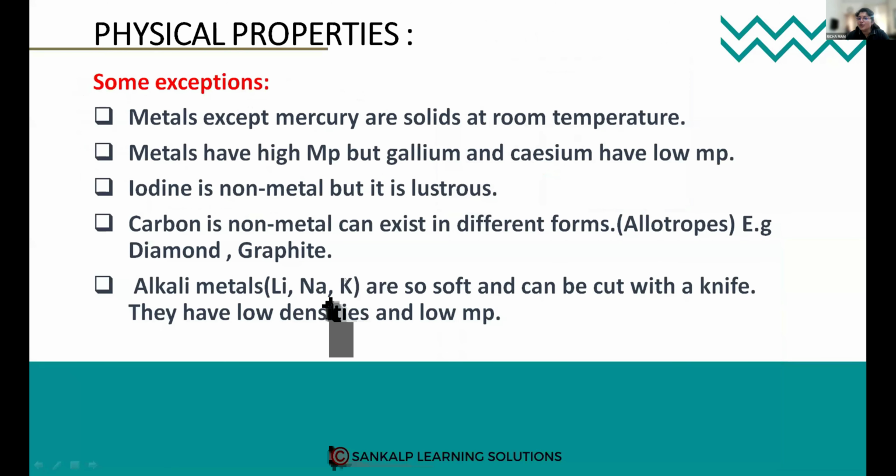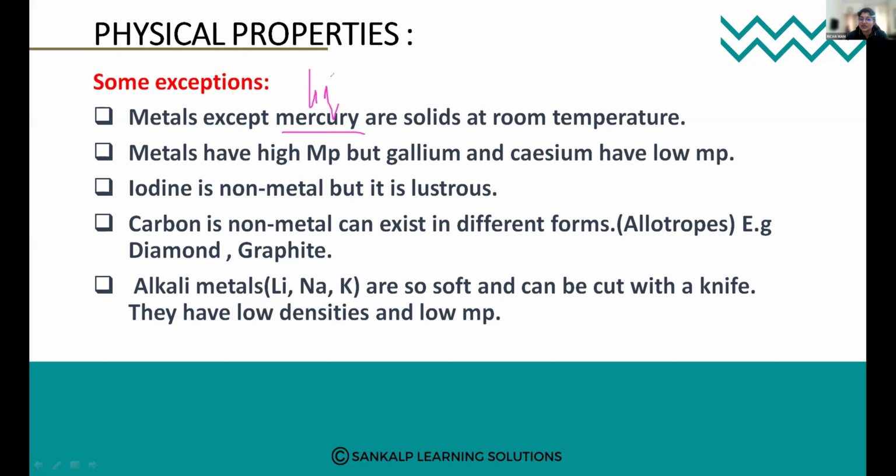Now, if the elements have the properties of metals, then they come under metals. If they have the properties of non-metals, then they come under non-metals. Now, there are a few exceptions. Do you know mercury? All metals are solid at room temperature, but mercury is liquid at room temperature.